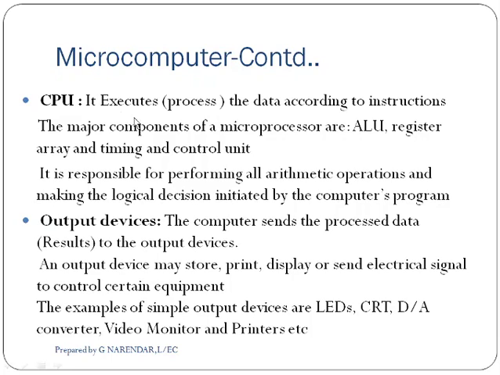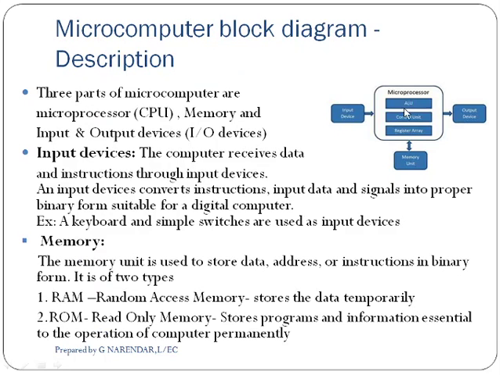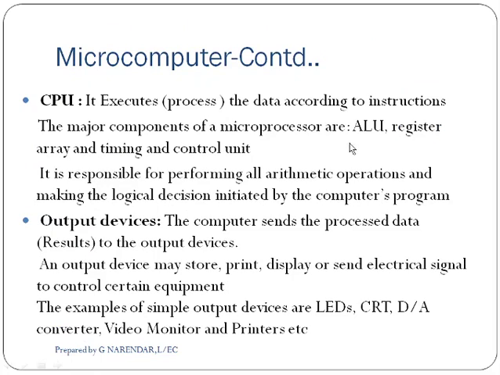Before going to that, you see what the major components of your microprocessor are. The microprocessor has an ALU, a control unit, and a register array. ALU means arithmetic logic unit. This is the unit responsible for performing arithmetic operations and logical operations. And we have one more thing, the register array. This is used to store the results temporarily before they are given to the output device.